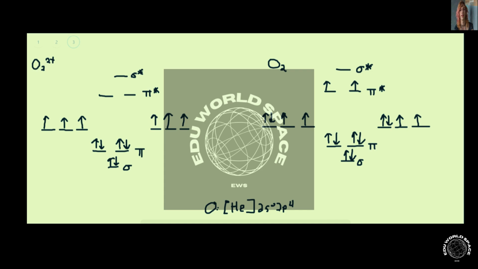That's really all you need to know to solve this kind of problem. Theoretically, O2 we know has a double bond, and theoretically O2 2+ would have a triple bond, and triple bonds are stronger than double bonds. So we know O2 2+ would have a stronger bond than neutral O2.